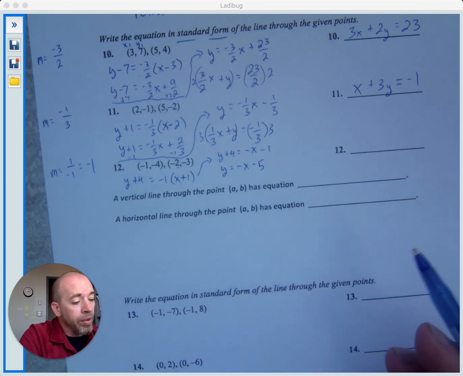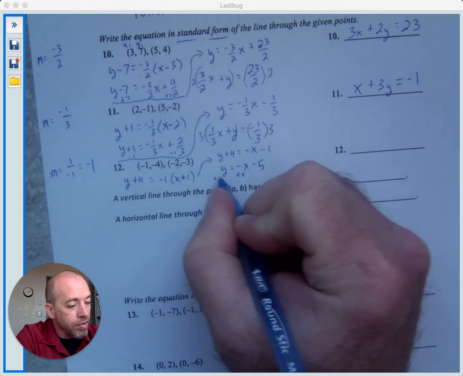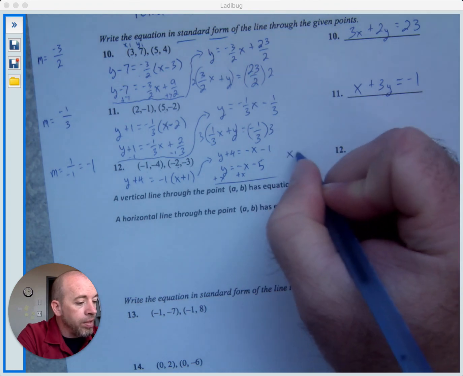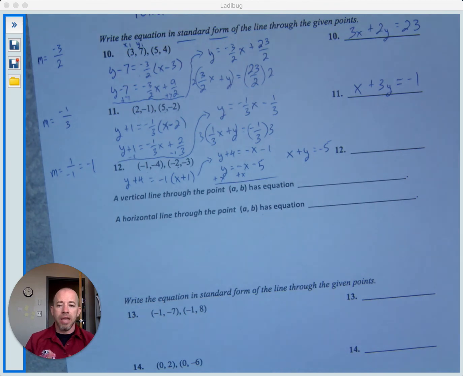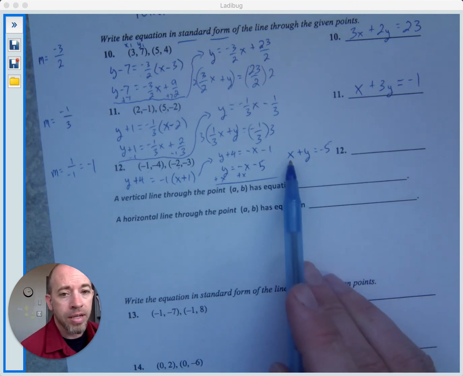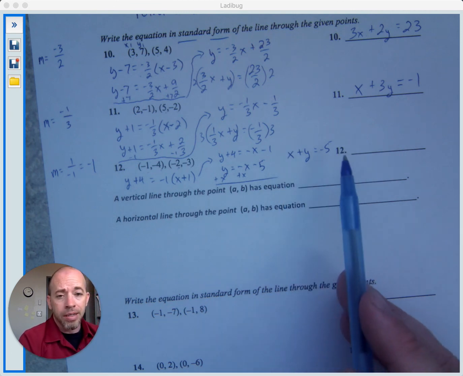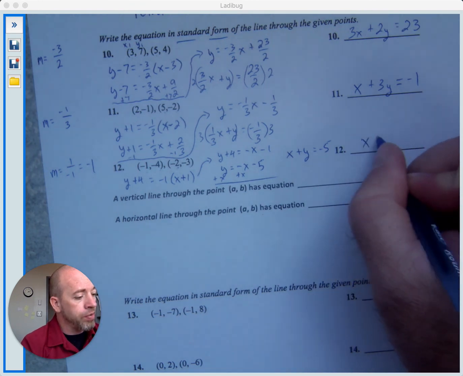If we want to get the standard form, we're going to add x to both sides, right? Show that this time. And so we get x plus y equals negative 5. Now in this case, we have all integers, so we don't have to multiply by anything to clear any fractions because we don't have fractions. And also, the coefficient of x is positive. It's a positive 1. If it would have been negative, we would still have to multiply by negative 1, but it is positive, so this would be our standard form.